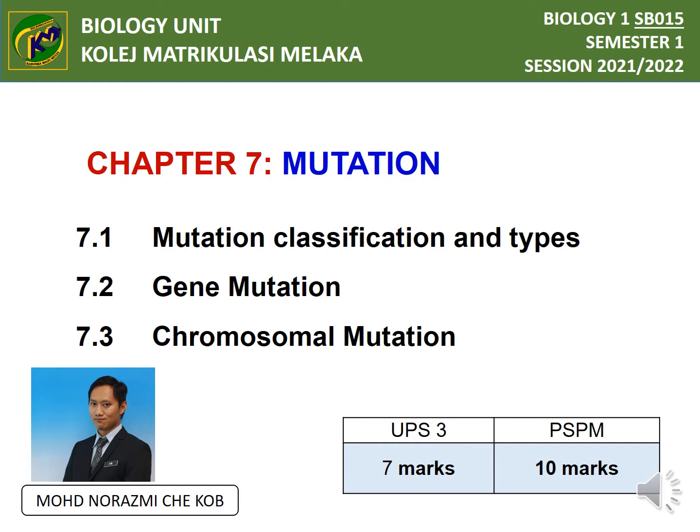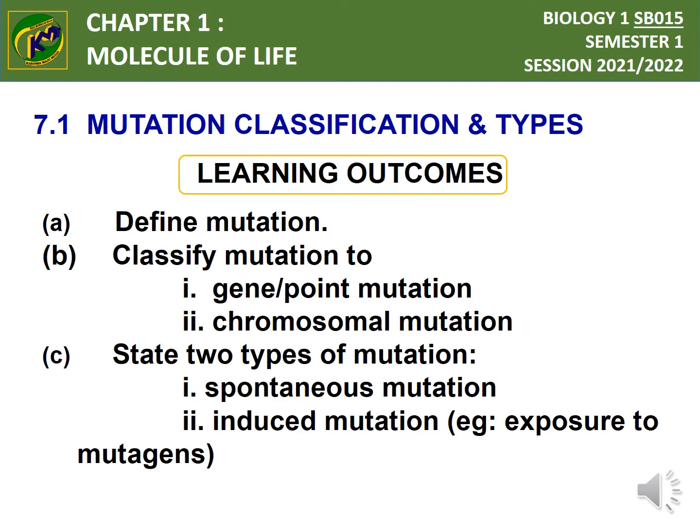For these chapters we have 7 marks for UPS 3 and 10 marks for PSPM. So let's start with 7.1 mutation, classification and types.